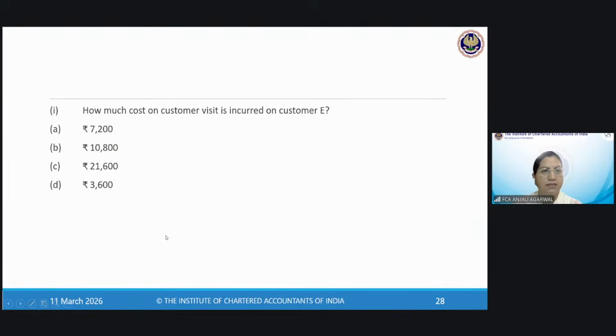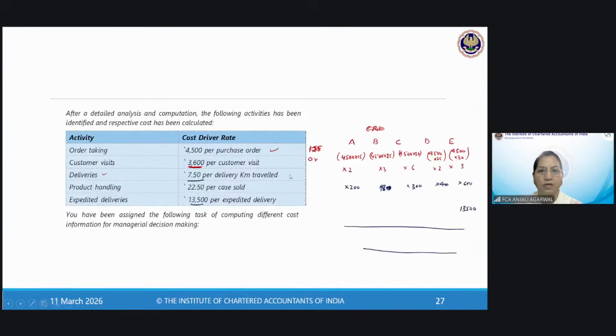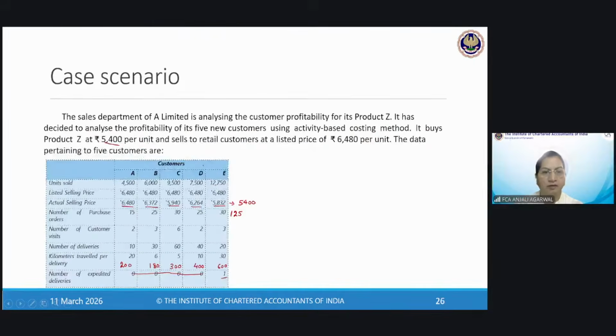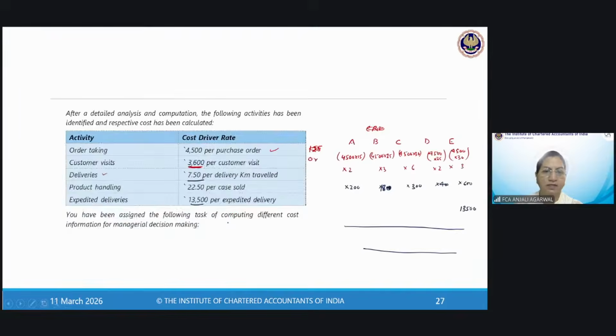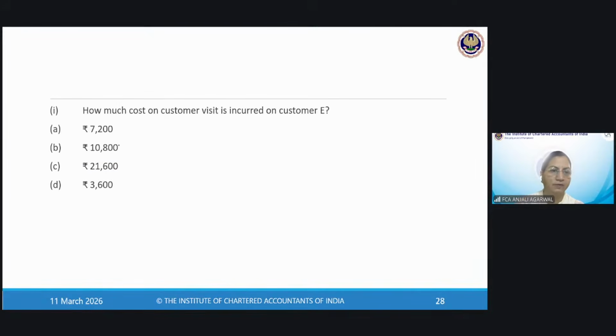Now what is asked is how much cost on customer visit is incurred on customer E? How much cost on customer visit on E? So what is the rate of customer visit? 3,600. How many times the customer visit was there for E? 3. 3,600 into 3, 10,800.